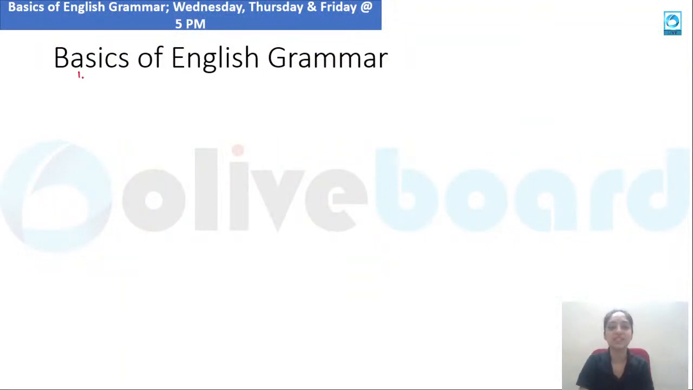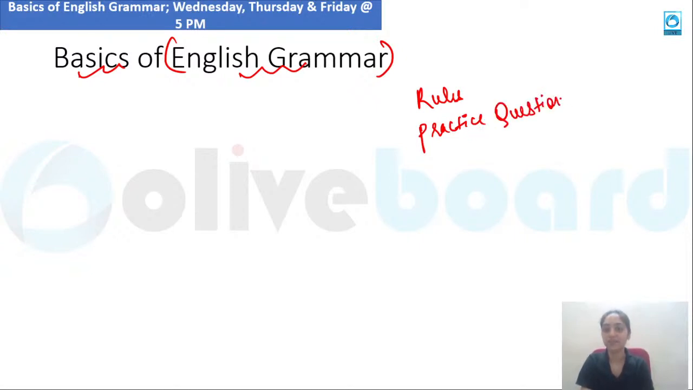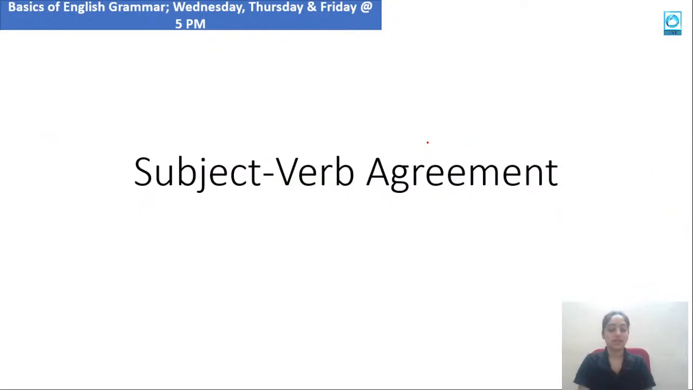Now let's start this session, Basics of English Grammar. This is the name of the series. We take up topics from English grammar and discuss rules associated with these topics every day. Then we discuss practice questions as they might be asked in your exams. And we also look at some miscellaneous questions associated with these topics. Today we are starting subject verb agreement, a very important topic. Today is day 1 of subject verb agreement.